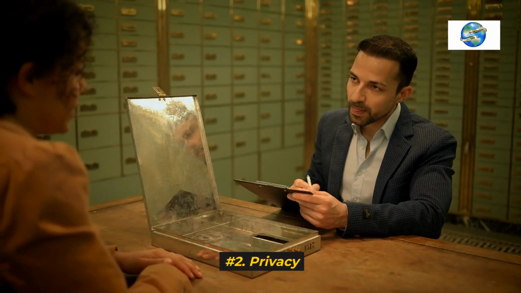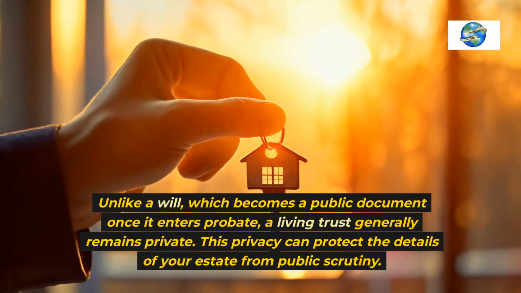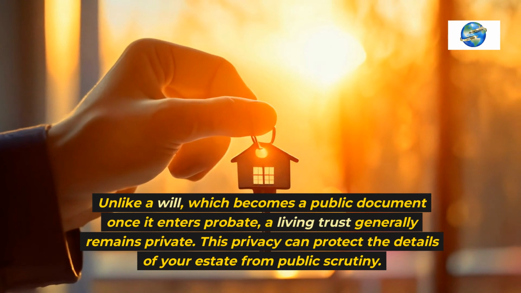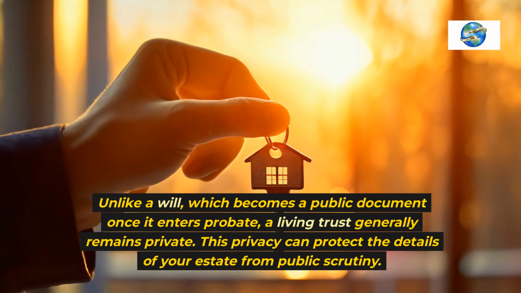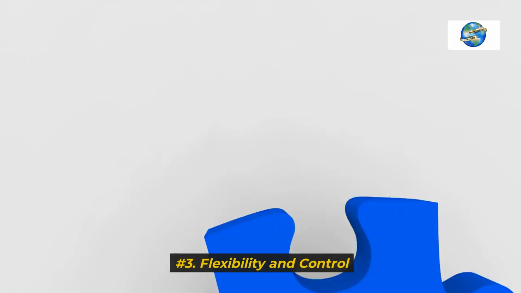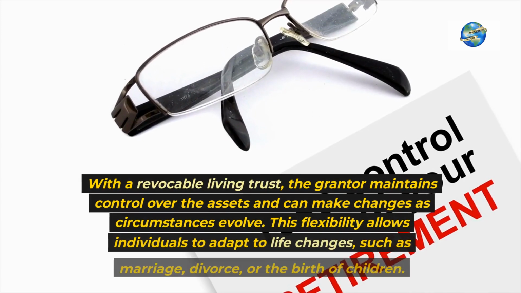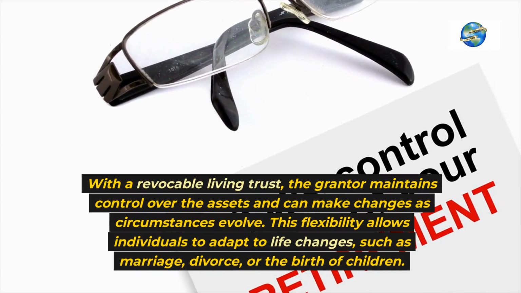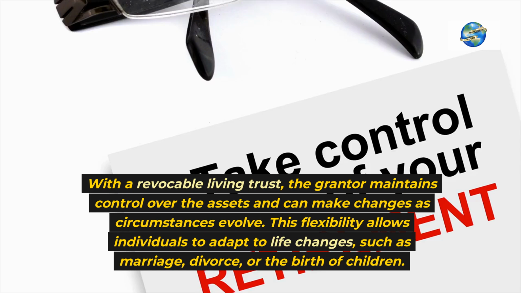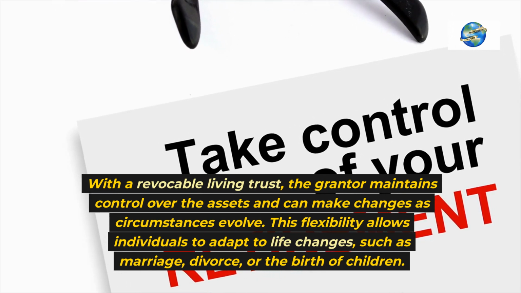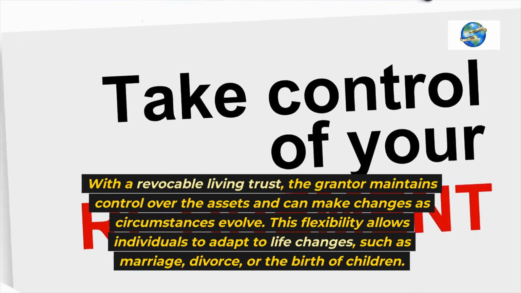Number 2. Privacy. Unlike a will, which becomes a public document once it enters probate, a living trust generally remains private. This privacy can protect the details of your estate from public scrutiny. Number 3. Flexibility and control. With a revocable living trust, the grantor maintains control over the assets and can make changes as circumstances evolve. This flexibility allows individuals to adapt to life changes, such as marriage, divorce, or the birth of children.